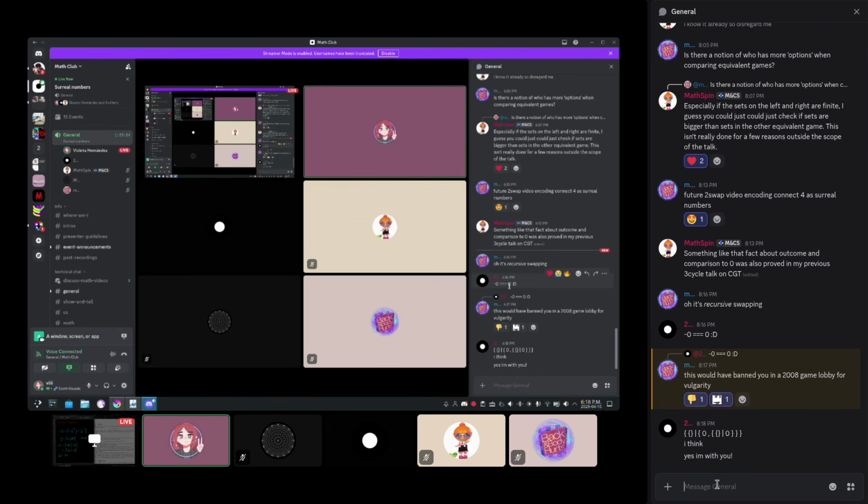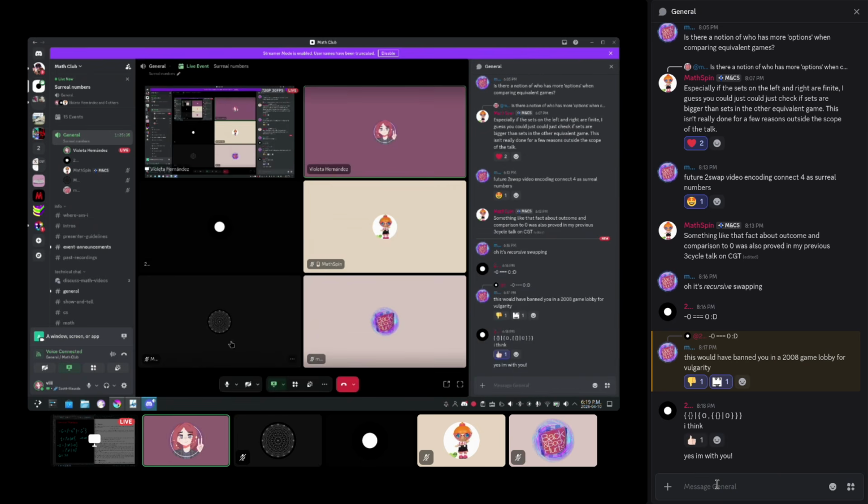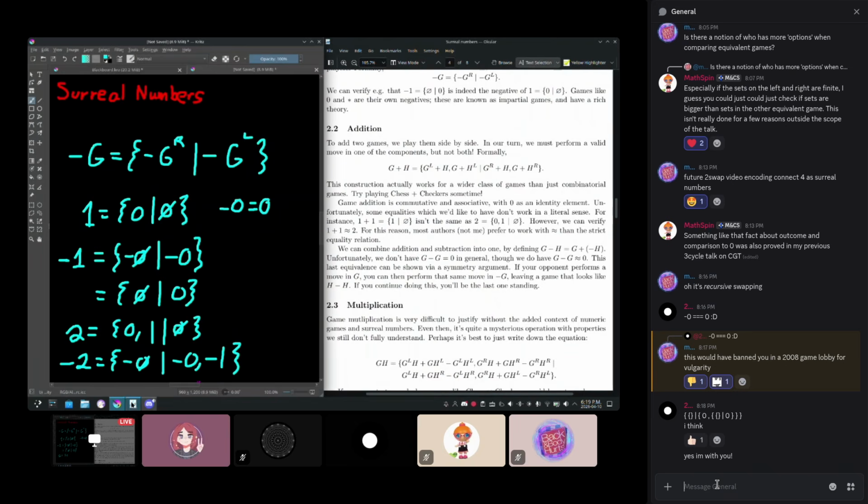Yeah, -0 is the same as 0. And -0 is what the authors might call identical to 0. They are exactly the same game, not just order equivalent. Yeah, it's recursive swapping. Exactly, you put it better than I did. So that's exactly correct. So negation is really easy.